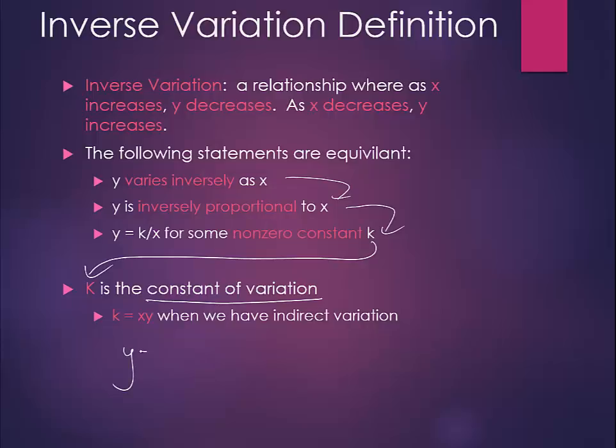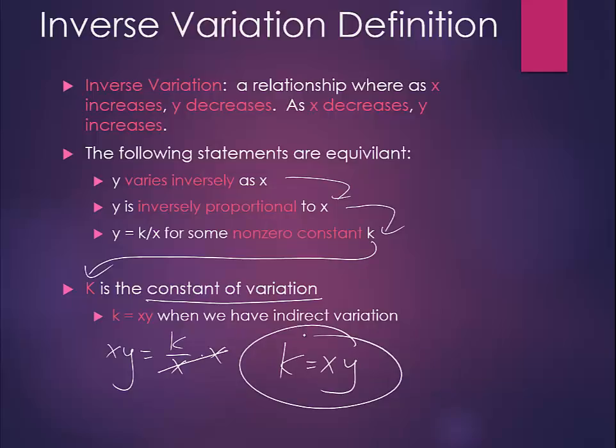If we're given our equation y equals k divided by x, let's go ahead and solve for our k, because k is very important. So in order to solve for k, we need to multiply both sides by x to get rid of x. So then that would give us k equals x times y. Very important.